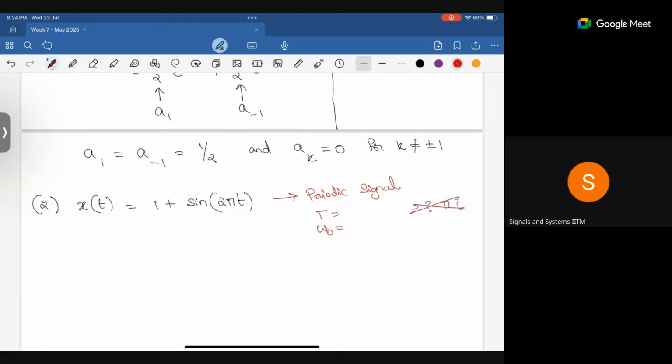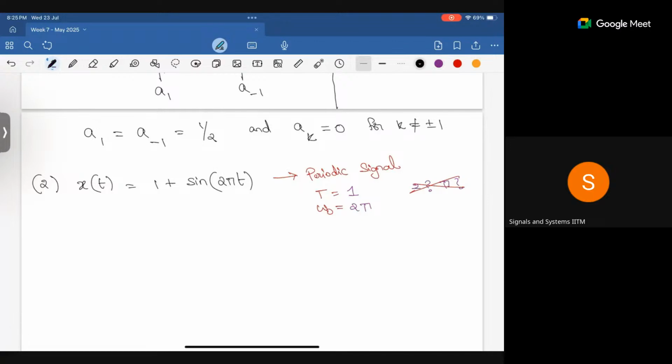So whatever the period is for cos 2 pi t or sin 2 pi t, that will be the period. So if you are adding 1 or some constant value, it will just shift the magnitude, not the time axis. It will just shift on the magnitude axis or y axis, right? So T will be 1 and omega naught is 2 pi again. Okay.